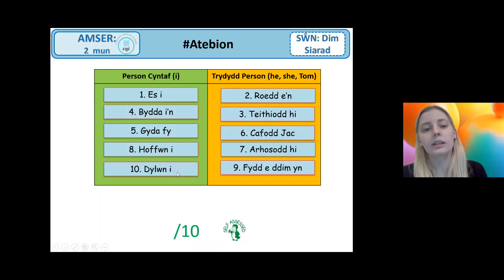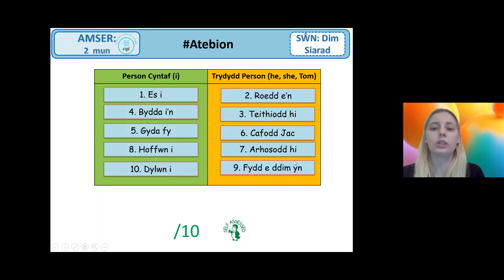Okay, so the exam board might give you some of these in a paragraph or maybe a letter and expect you to switch these to the third person. So they expect you to know maybe I, Tom, for example, or they might give you the opposite. Then if we have a look at the third person, roedd ein, he was. Teithiodd hi, she was. She travelled. Cafodd Jack, Jack had. Arhosodd hi, she stayed. And fydd e ddim yn.